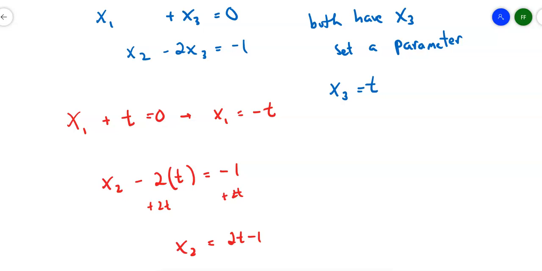So what is my solution? My solution is this. x sub 1 is equal to negative t. x sub 2 is equal to 2t minus 1. And x sub 3 is equal to t, where t is any real number.